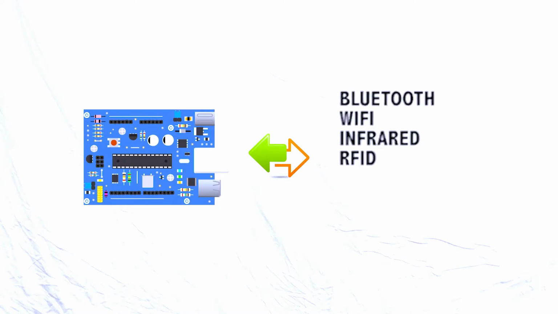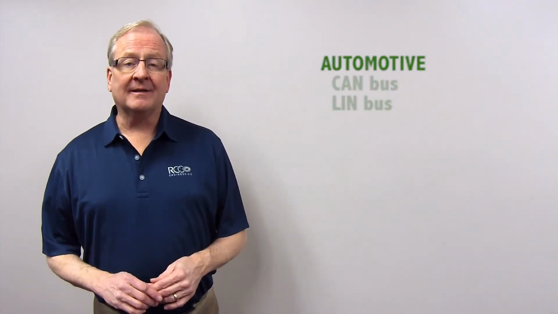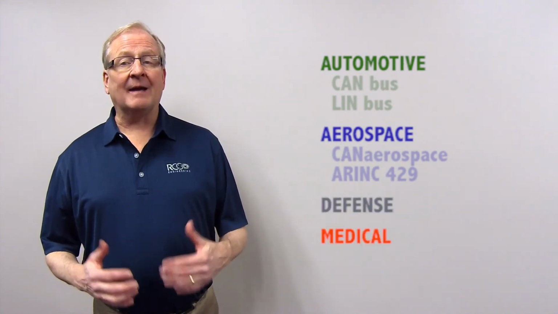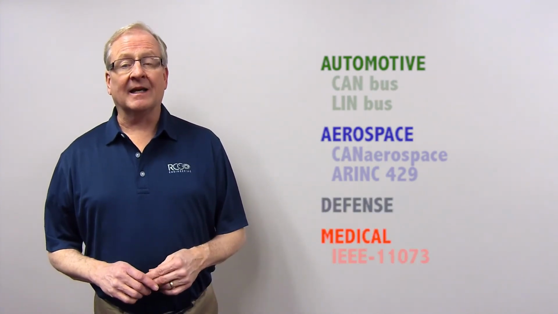The Arduino community provides many components that allow data communication to and from an Arduino. In addition to short-range protocols like Bluetooth, Wi-Fi, infrared, and RFID, long-range communication is also supported with RF and 3G and 4G components. Arduino also supports the communication protocols of specific industries. In the automotive world, both the CAN and LIN bus are supported. In aerospace, it's CAN Aerospace and ARINC 429 protocols. Manufacturers also support mil-spec and medical device protocols like IEEE 11073.